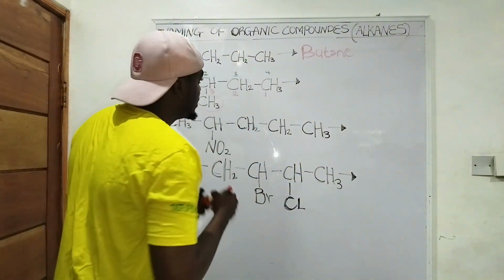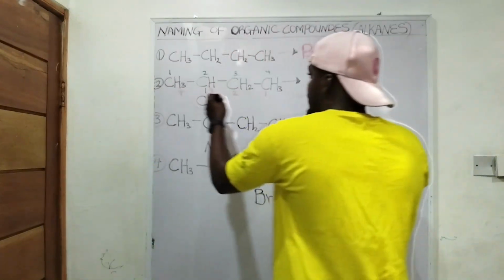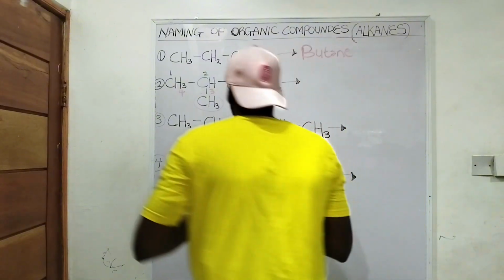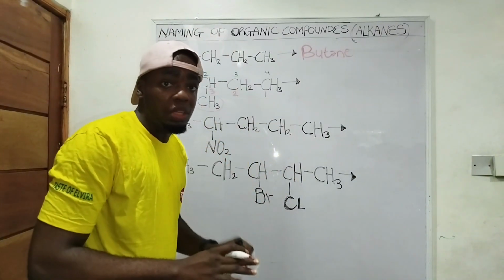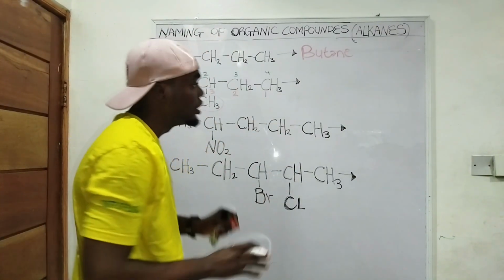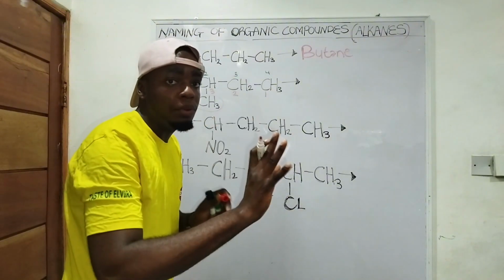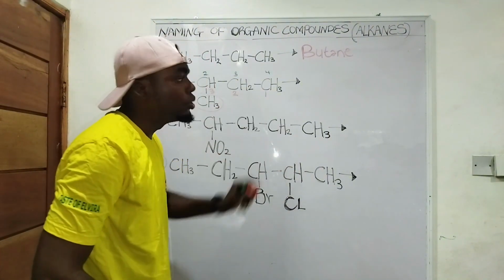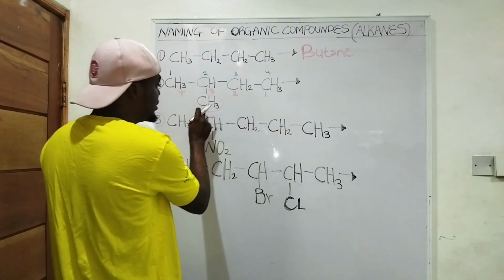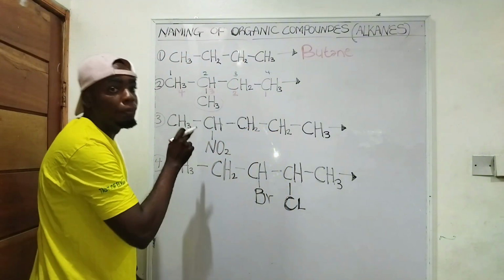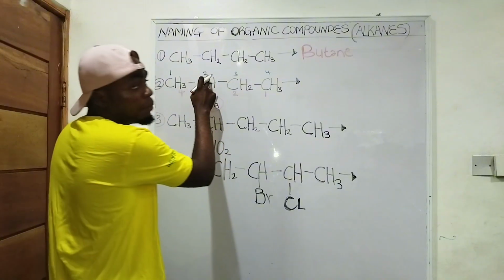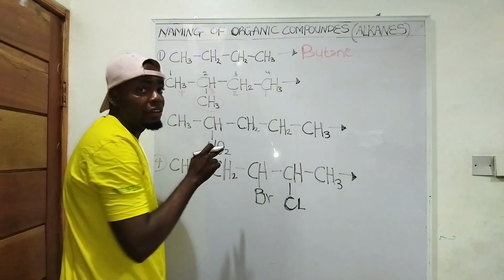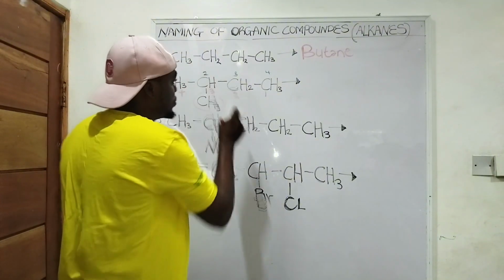So now let's name it. In naming of organic structures, you need to name the substituent first before you name the parent chain. We already know that the parent chain is 4 carbon, that is butane, but you need to name the substituent first before you name the parent chain. Hope you understand. So now let's name it. This particular substituent is called methyl, and it's attached to carbon 2. Remember, you follow the direction that will give the substituent the lowest number possible. So it's attached to carbon 2.